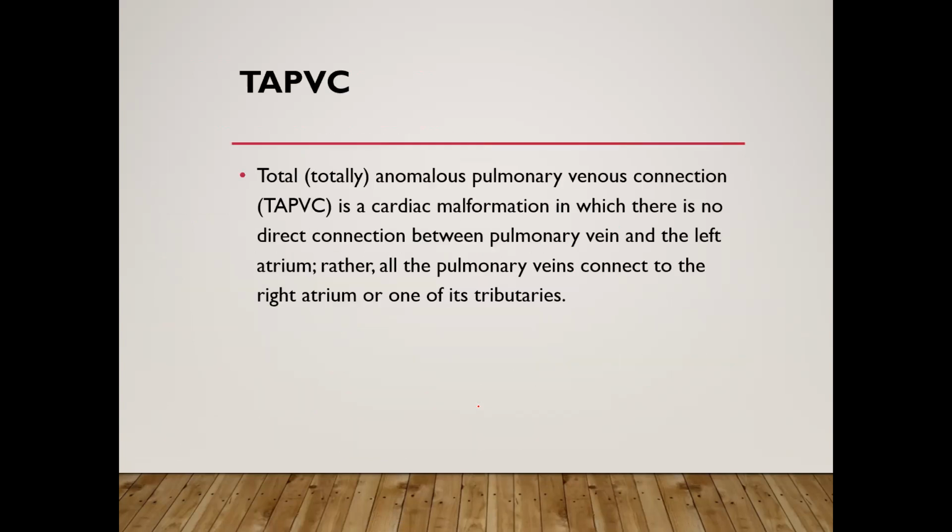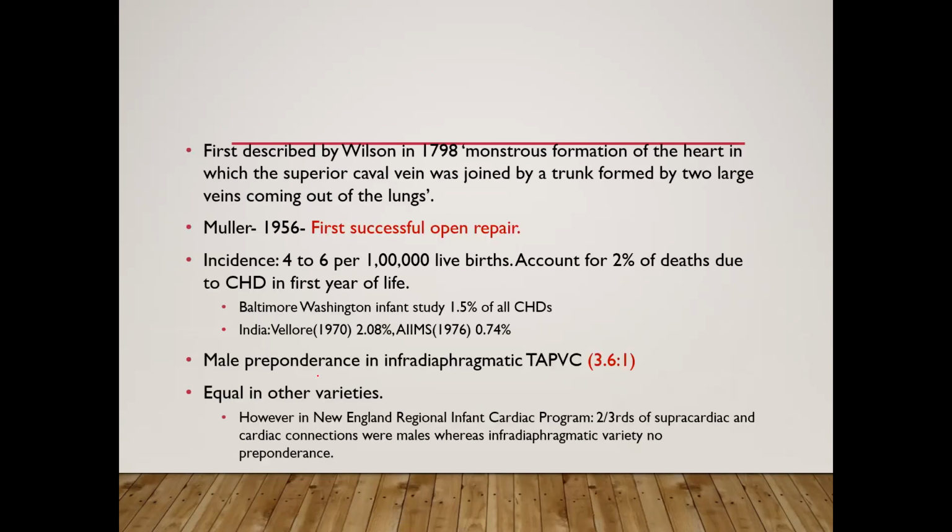If you go to the proper topic, that is TAPVC, total anomalous pulmonary venous connection, it is a cardiac malformation in which there is no direct connection between the pulmonary veins and the left atrium. Rather, all the pulmonary veins connect to the right atrium or one of its tributaries, either SVC, coronary sinus, IVC, or portal vein. It was first described by Wilson in 1798 in a monstrous formation of the heart, in which the superior caval vein was joined by a trunk formed by two large veins coming out of the lungs. The first successful open repair was done by Muller.